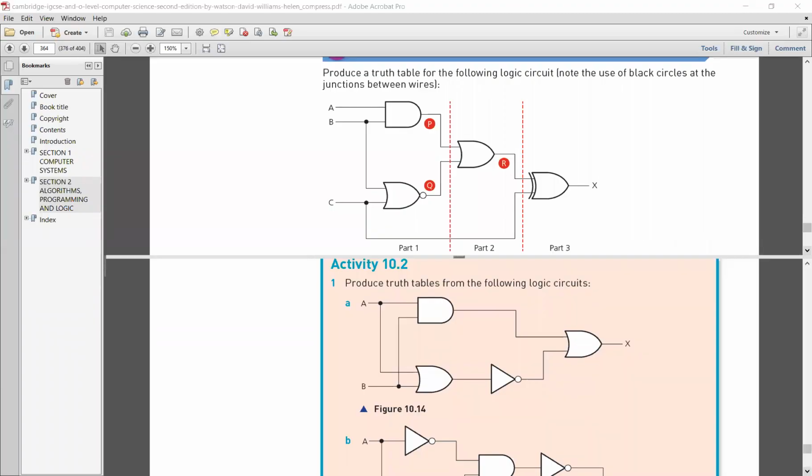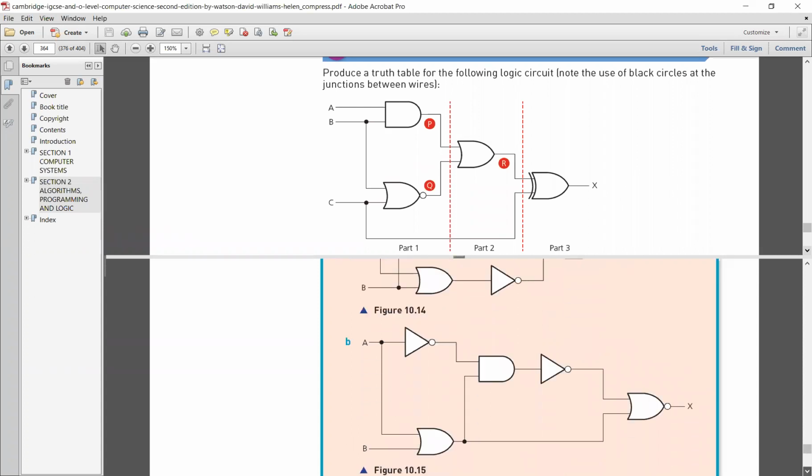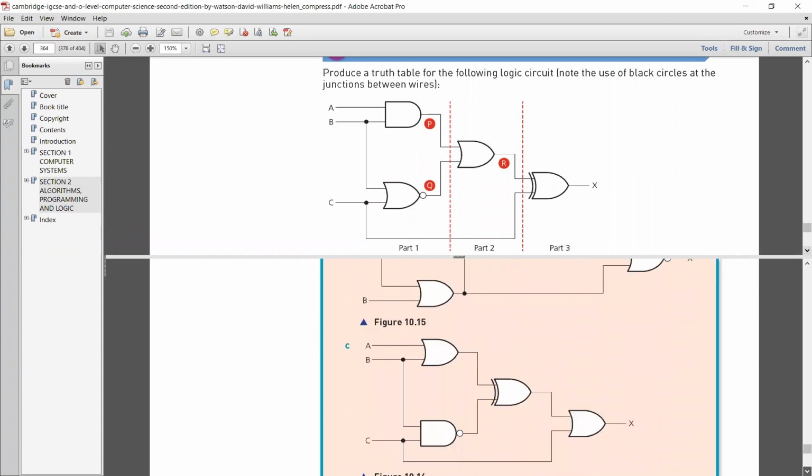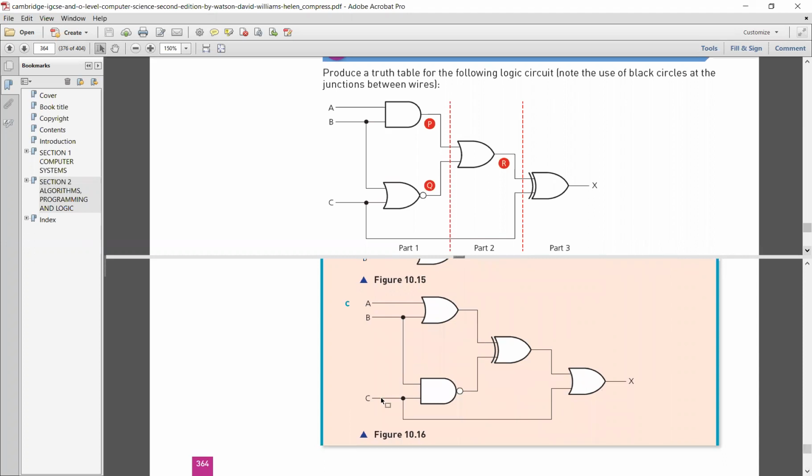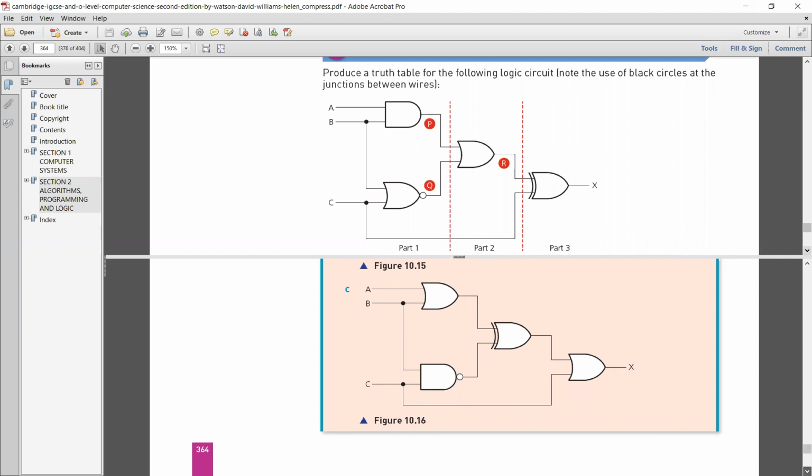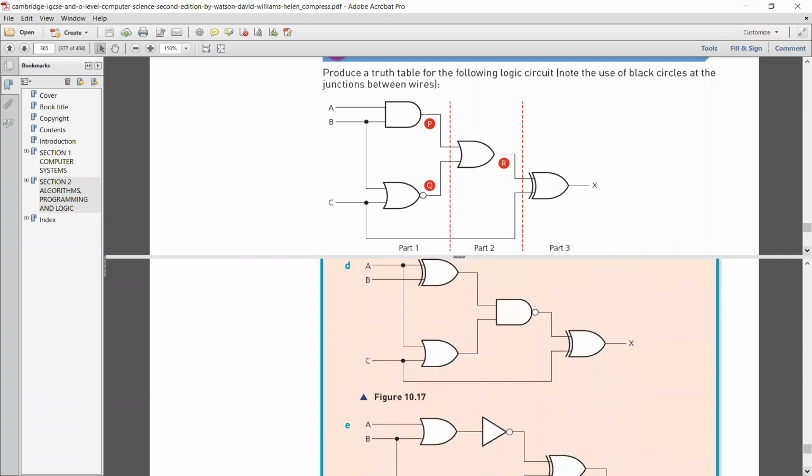Now, moving on to activity 10.2, as I was telling you, you have to perform the activity by drawing the truth table. And since it is a 2 input circuit, the number of outcomes will be 4. If there are 3 inputs, as is present in the case of part C, you can see there are 3 inputs, that's why the number of outcomes will be 8. In this manner, you can very easily attempt the entire activity just by performing the same operation as we have learned right now.